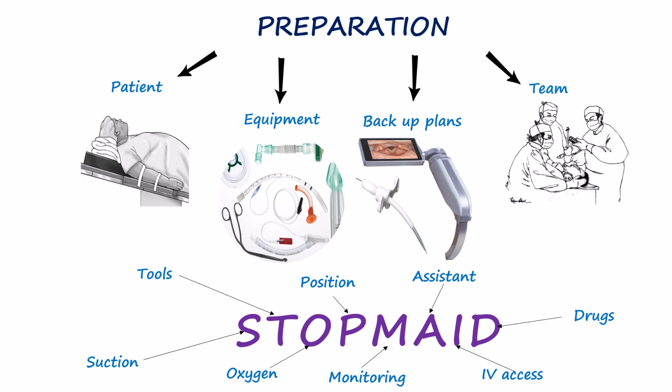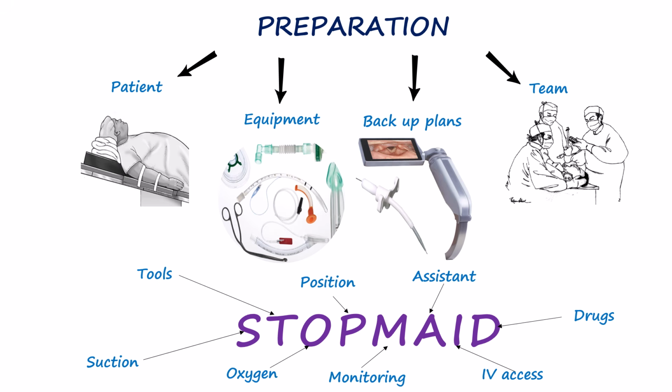The S stands for suction, which means having a functioning suction device with appropriate catheters ready to clear blood or secretions. The T stands for tools, which include the endotracheal tube of the correct size with smaller and larger alternatives, a working laryngoscope or video laryngoscope, a stylet or bougie, and a bag valve mask. The O stands for oxygen, which means ensuring effective preoxygenation of the patient and checking that a reliable oxygen source with delivery systems is connected and working.